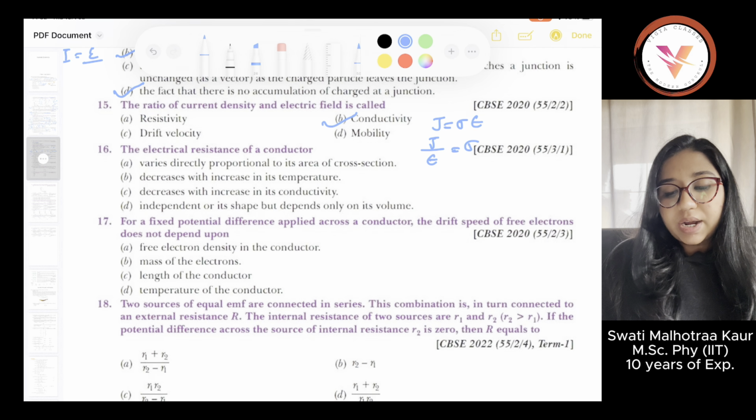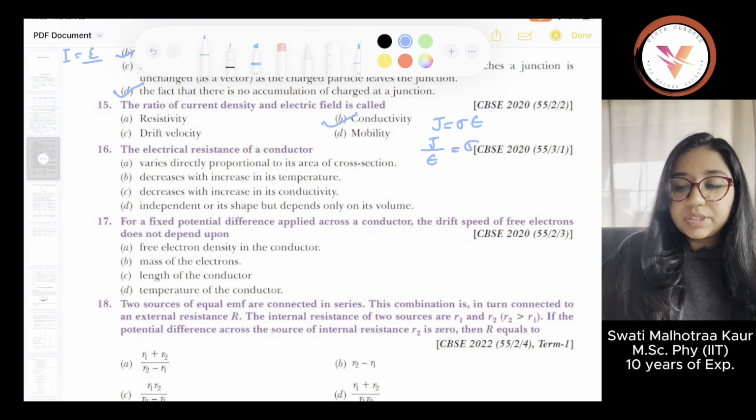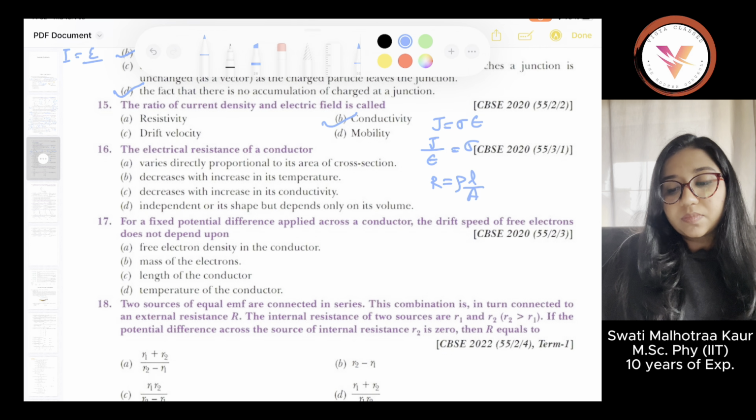Electrical resistance of a conductor R varies directly proportional to its area of cross section. No. Decreases with increase in temperature. No. For a conductor it increases. Decreases with increase in its conductivity.